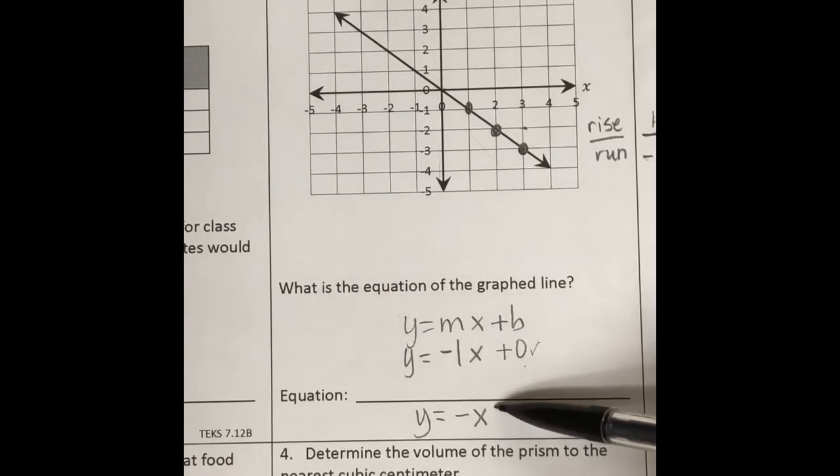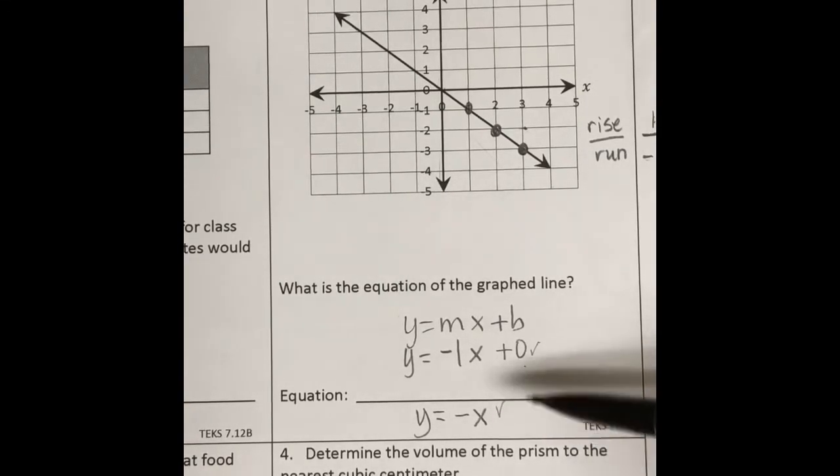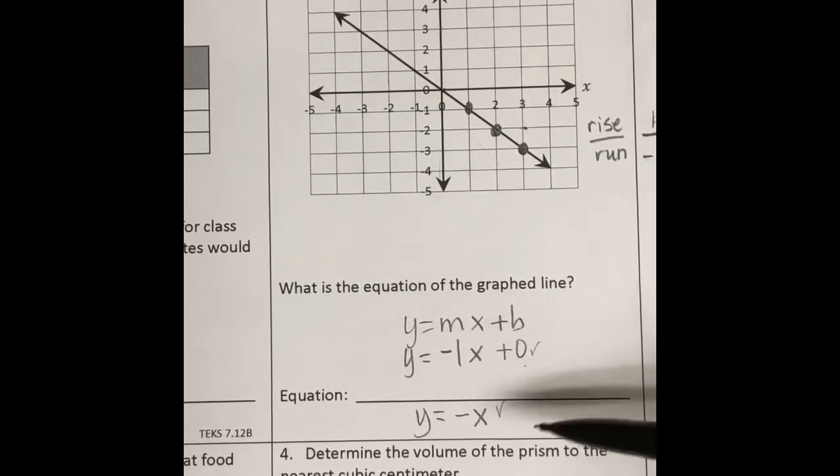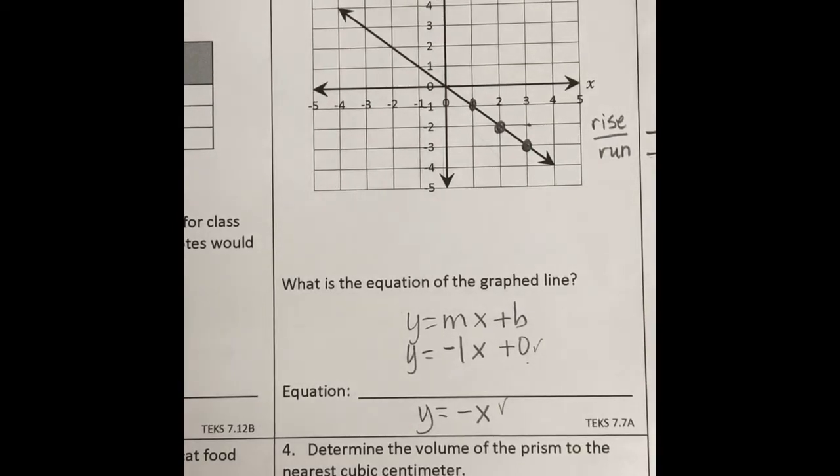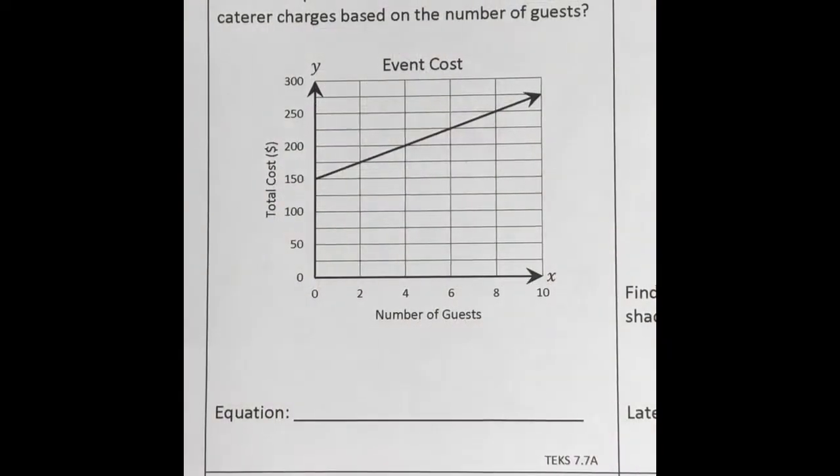This is what you're going to have to clean up for starting next year, because they will not give you this. You will just get this. Okay? Let's look at the next problem. Okay, here's one with a word problem, and they gave it to you with a graph.